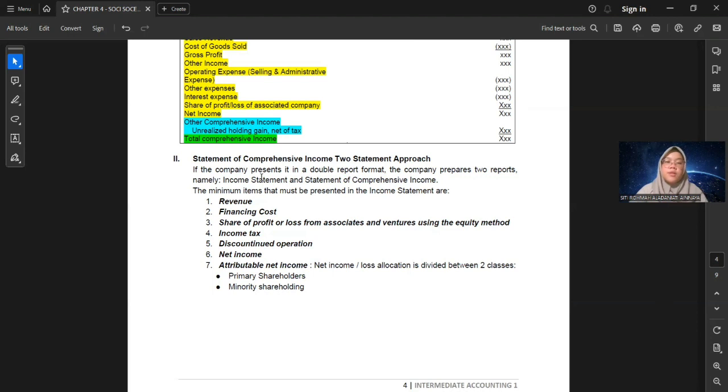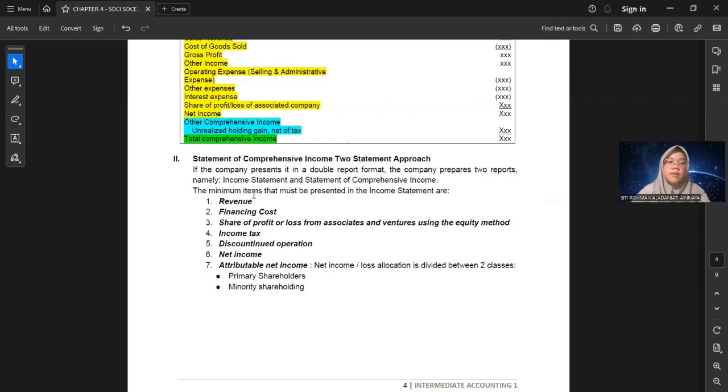If the company presents it in a double report format, the company prepares two reports, namely the income statement and the statement of comprehensive income. So there will be a difference between the income statement and the statement of comprehensive income.